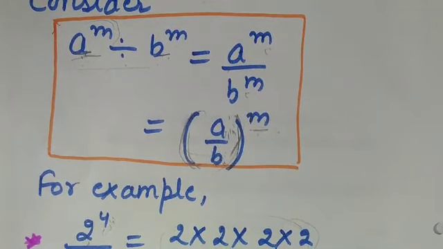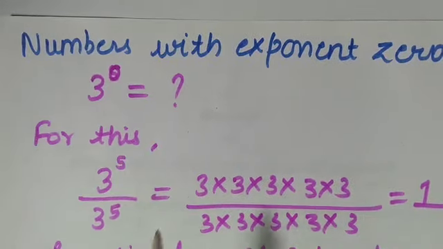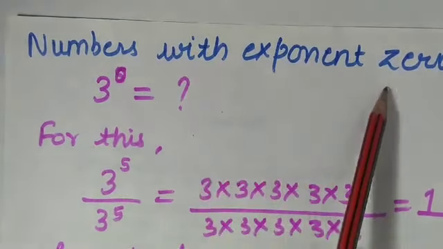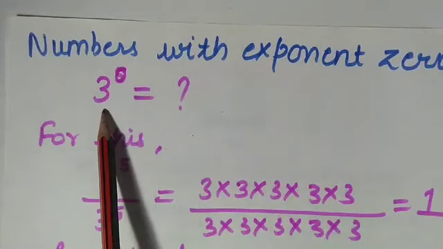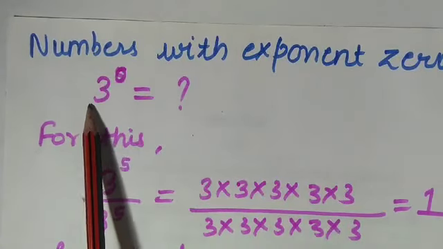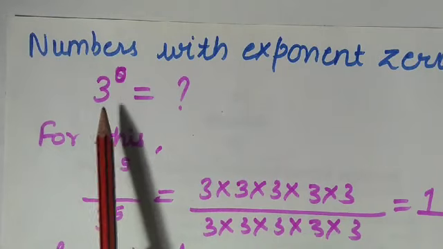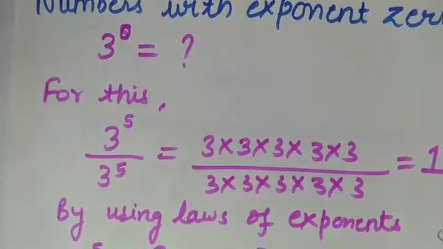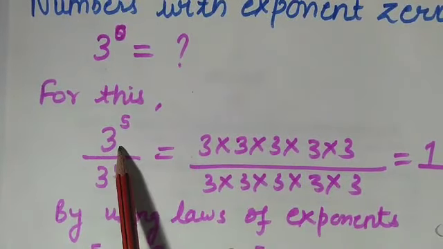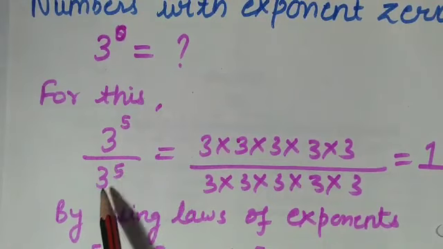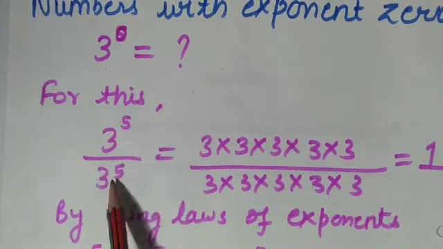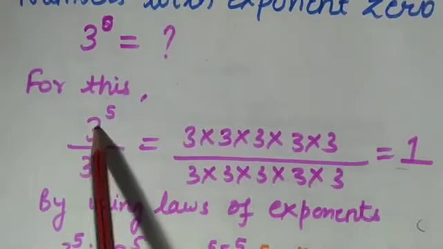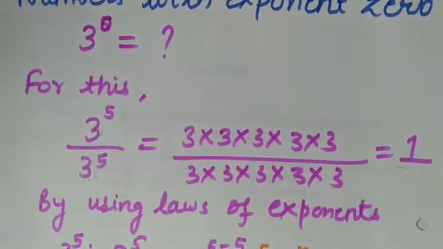Now this is the last law which we have to learn, that is numbers with exponent 0. What is the value of a number having power 0? For that, let us consider an example. Suppose you are finding the value of 3 raised to the power 5 divided by 3 raised to the power 5. Obviously it will be 1 because they are the same thing. They get cancelled and we get 1.